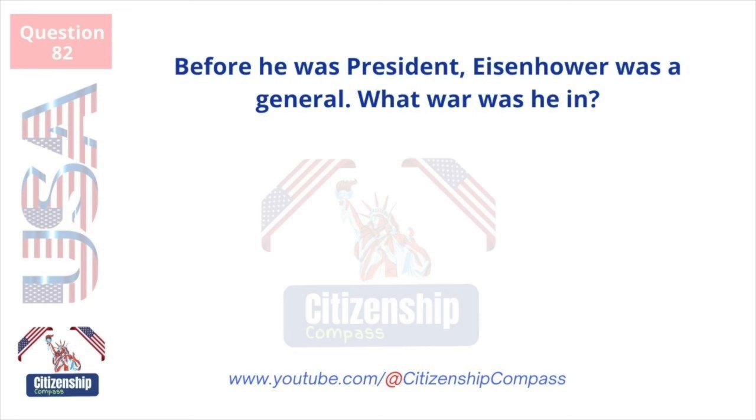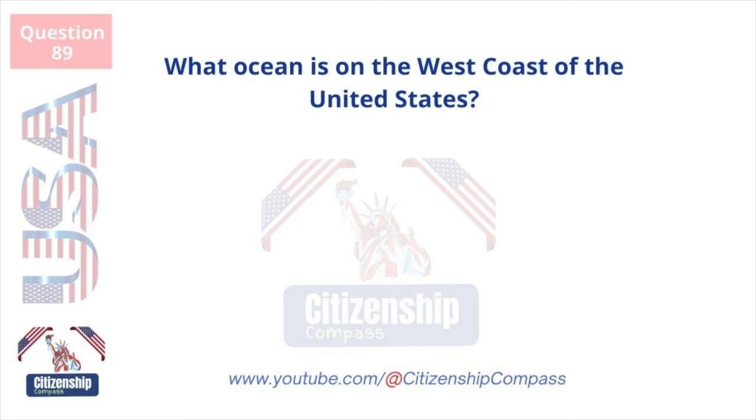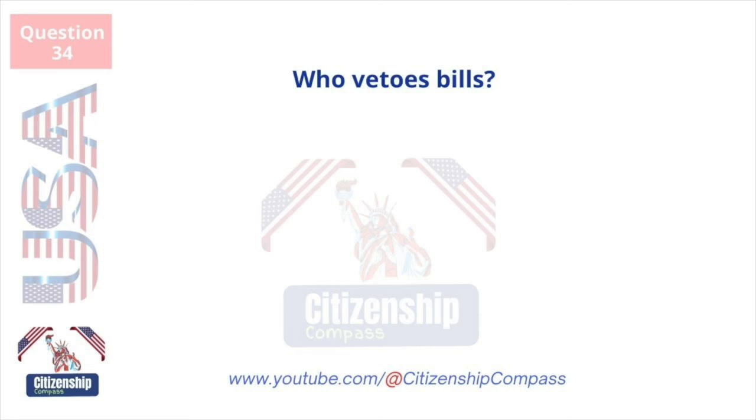Before he was president, Eisenhower was a general. What war was he in? World War II. What ocean is on the west coast of the United States? Pacific Ocean. Who vetoes bills? The President.